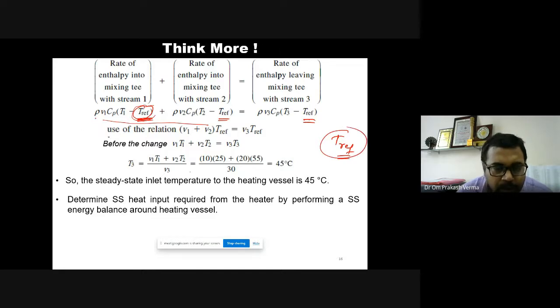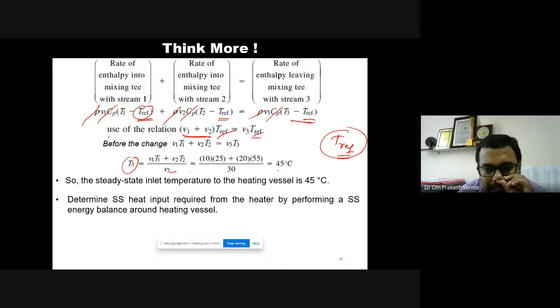Okay, so this is the equation. Now we can solve this equation. Rho cancels out on each side. Cp, the specific heat, is equal for all, and entering 1 and entering 2 are written the same. Now you can calculate V1 plus V2 times T reference, and T reference is also out. So it simply gives the T3. You can calculate T3 with the help of VT1 plus VT2 equals VT3. Okay, so T3 is 45 degrees Celsius.